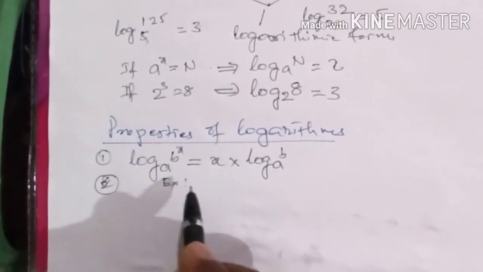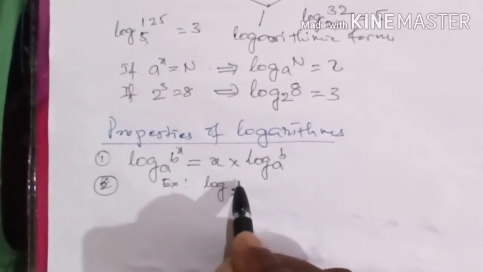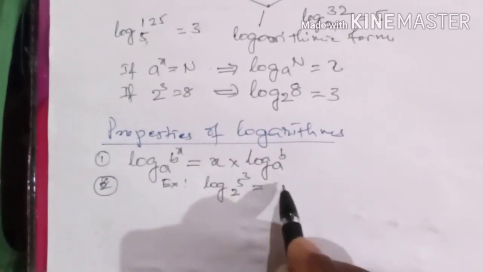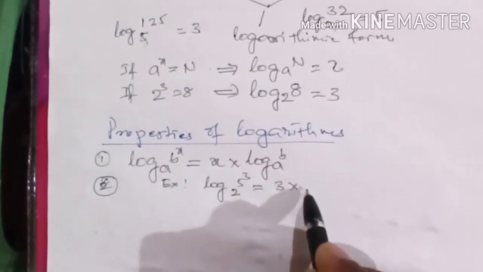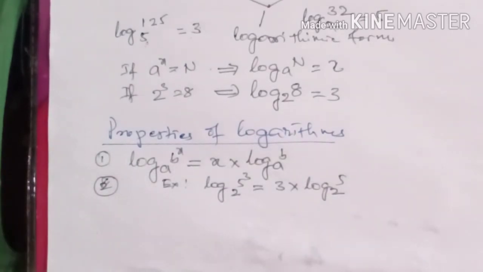We are giving one example immediately here. Suppose log 5 cube to the base 2. We can write this as 3 into log 5 to the base 2.